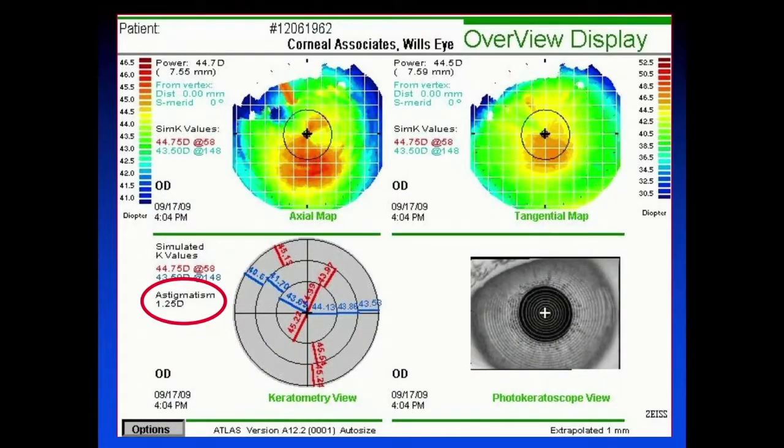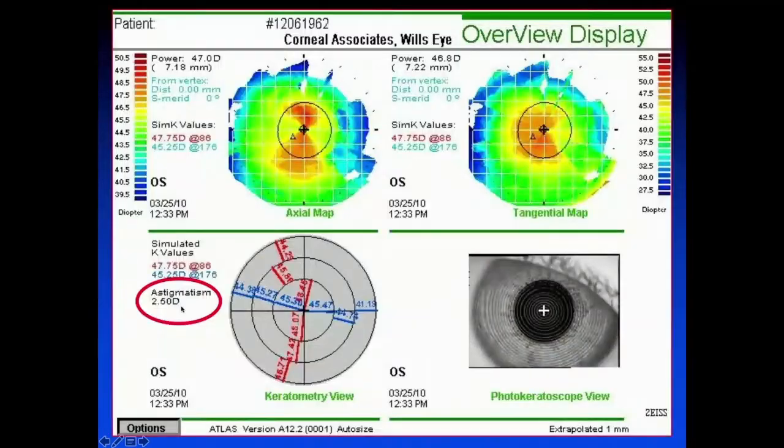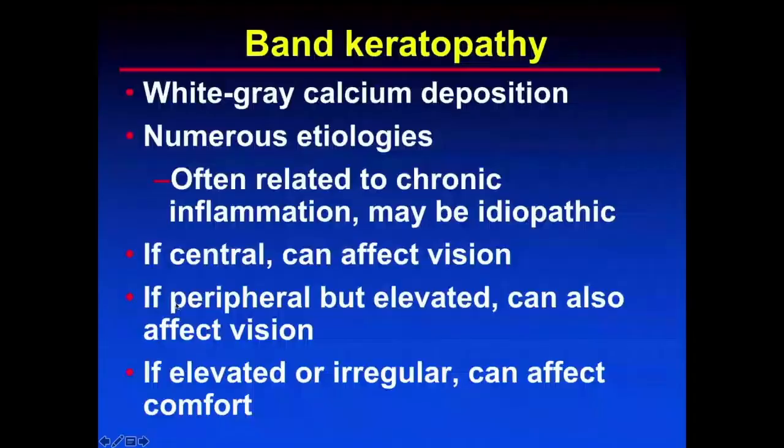However, topography shows irregular astigmatism here, affecting vision. Not a huge amount of cyl here. 6 months post-op, beautifully smooth and clear. Nice topography now. Interestingly, they have some real normal astigmatism there.